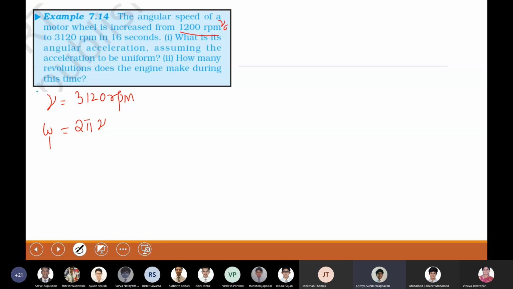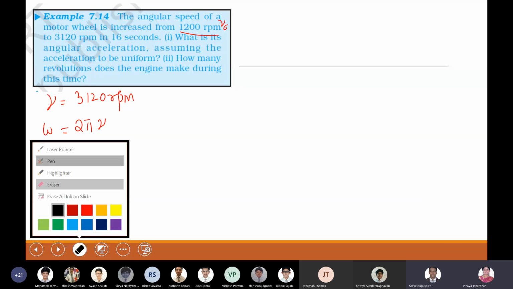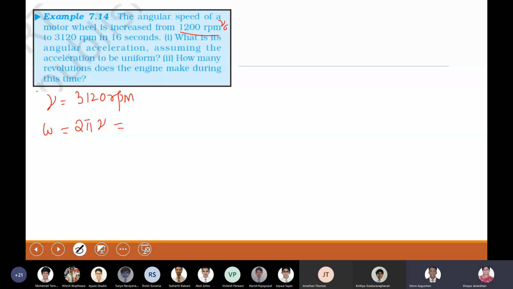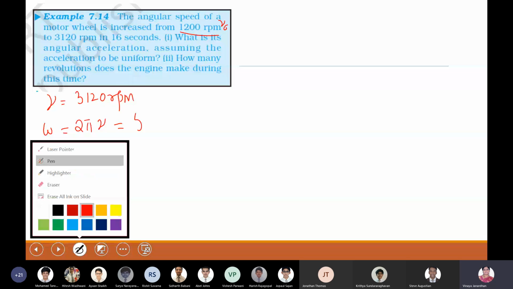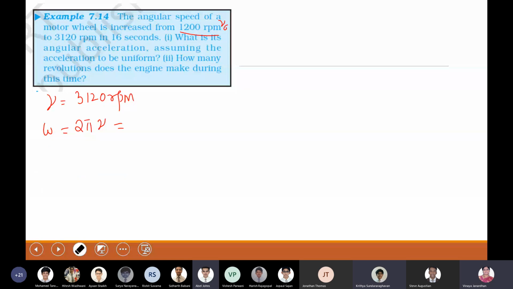The SI unit is radians per second. Did anyone get it? Ma'am, it's 2 pi into 52 radians per second. Okay, just get me a number and then in terms of pi. So that's 104 pi, right? Okay, 104 pi radians per second. So this is your final angular velocity.